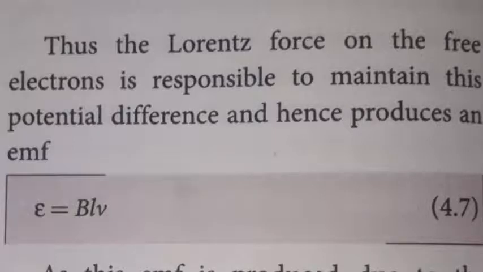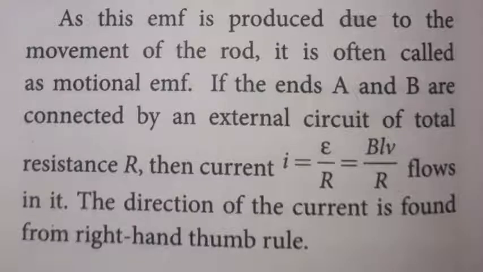Equation number 4. As this EMF is produced due to the movement of the rod, it is often called motional EMF. If the ends A and B are connected by an external circuit of total resistance R, then current I is equal to E by R. The value of I is equal to Blv divided by R. The direction of the current is found from the right hand thumb rule.